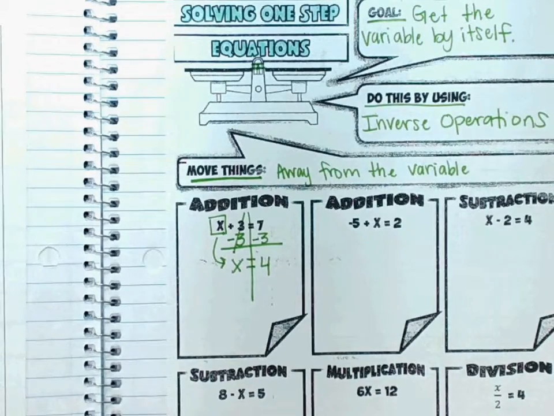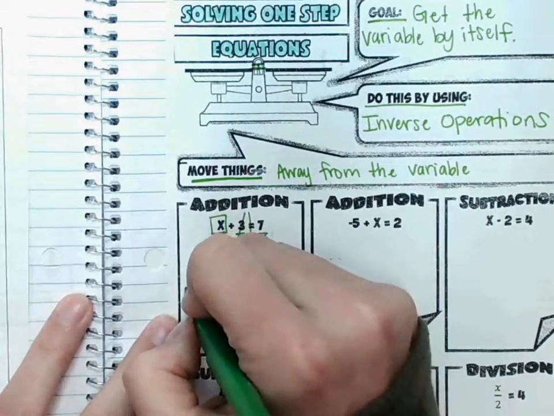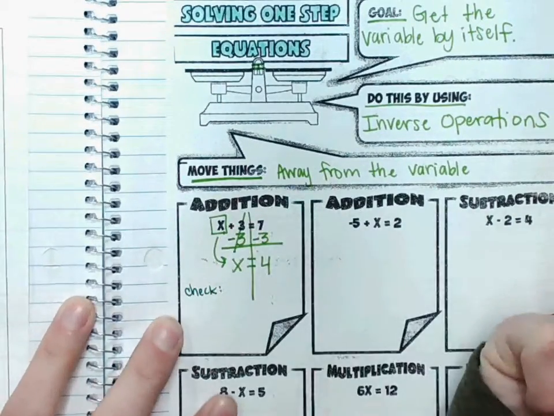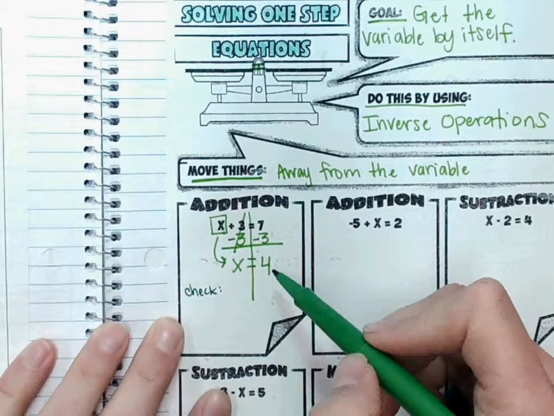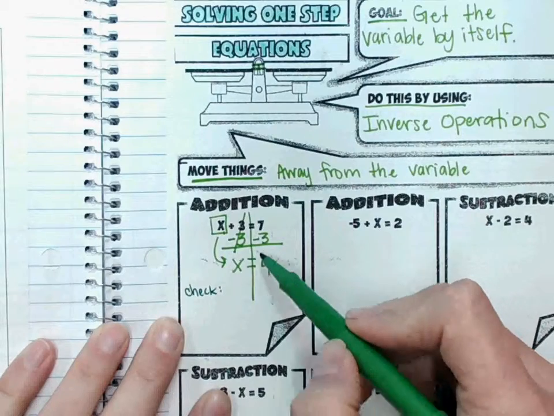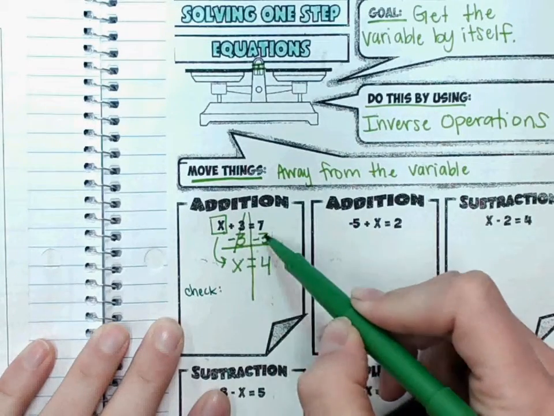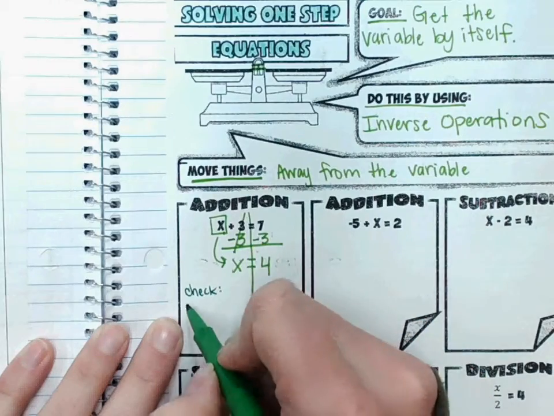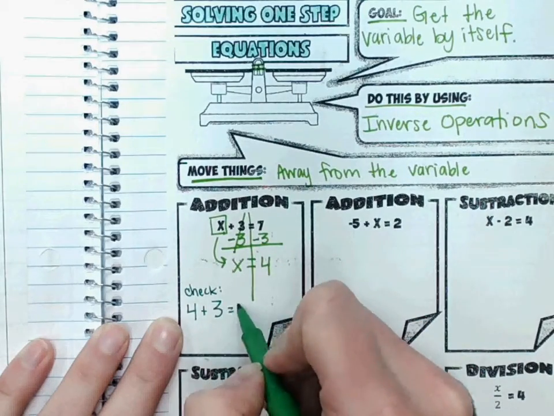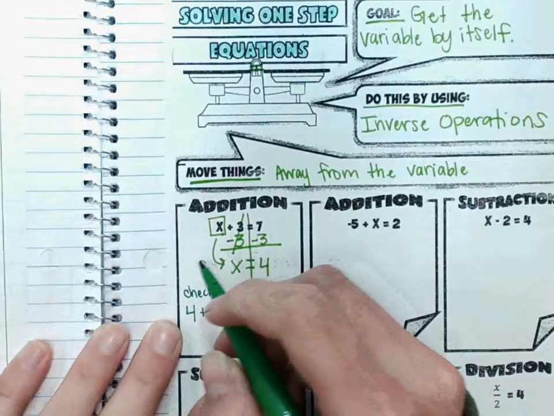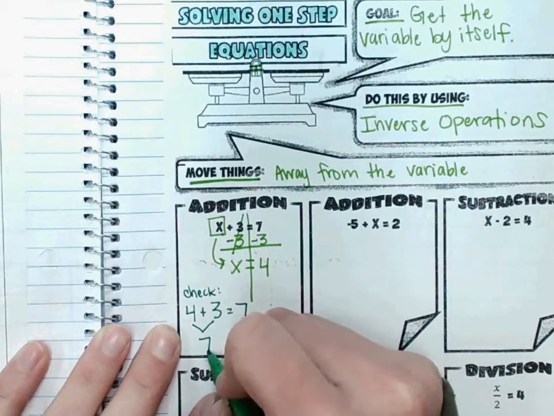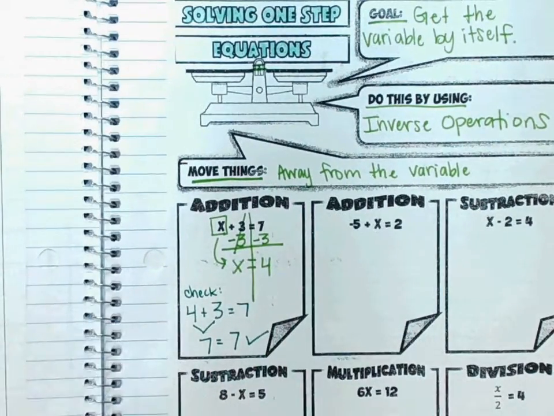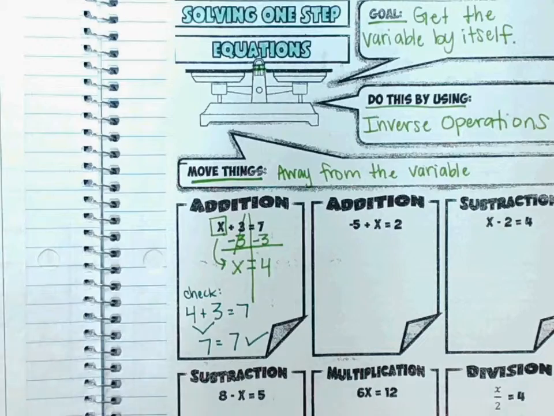Now, another thing about solving equations is there's really no excuse to getting these wrong because you can check it every single time. So we're going to put a little check down here. How you do that is you take your answer and you substitute it in for this equation and see if it fits. So if x equals 4, it would be 4 plus 3 equals 7. So 4 plus 3 is 7, which equals 7. So check, that means that's correct.